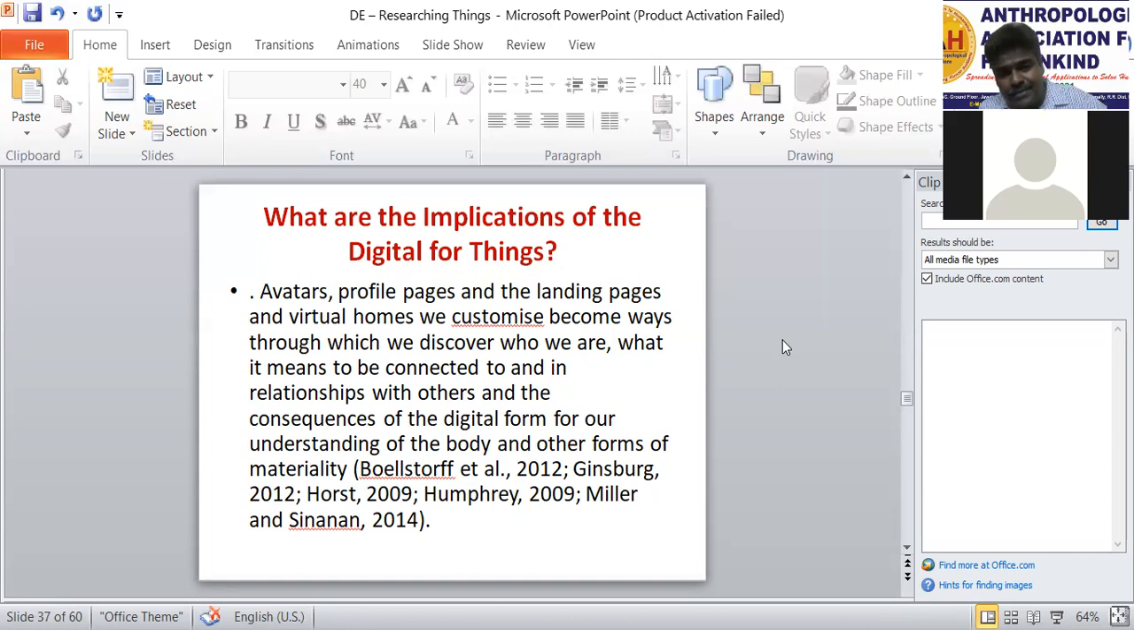Avatars, profile pages, and the landing pages and virtual homes we customize become ways through which we discover who we are, what it means to be connected to and in relationship with others, and the consequences of the digital form for our understanding of the body and other forms of materiality. Boylestorff et al., and Ginsberg and Horst and Humphrey and Miller and Sinanan.